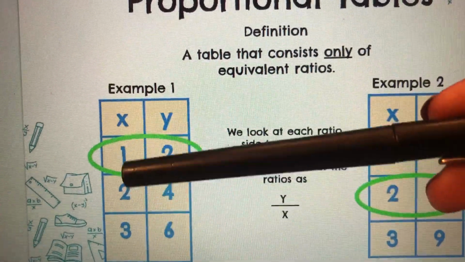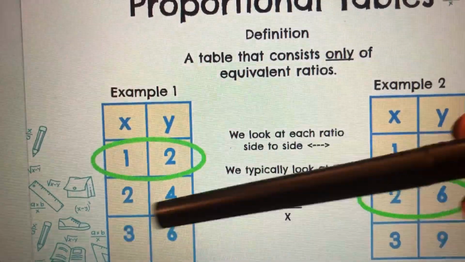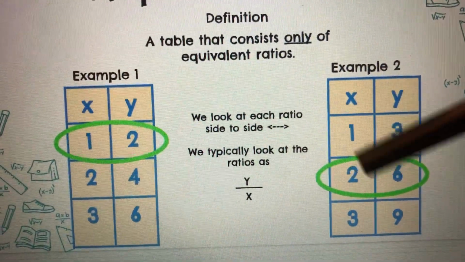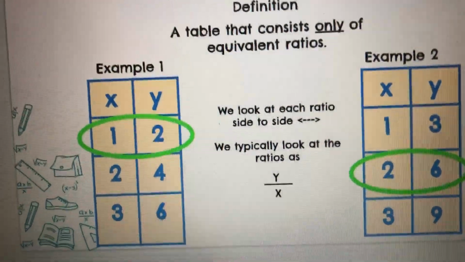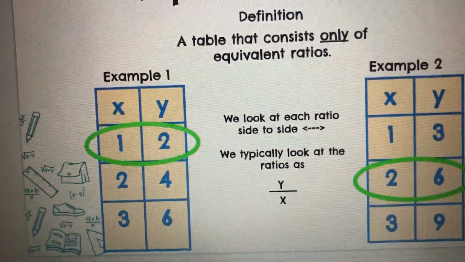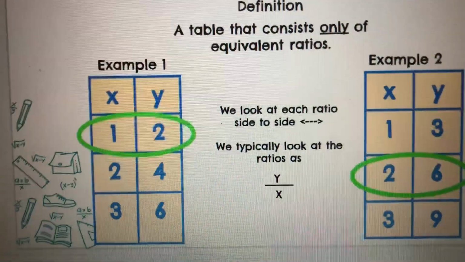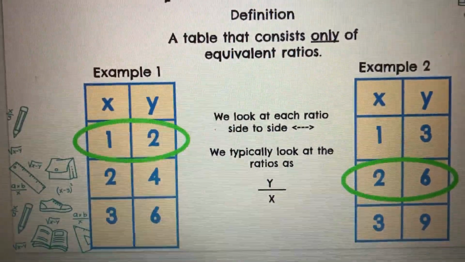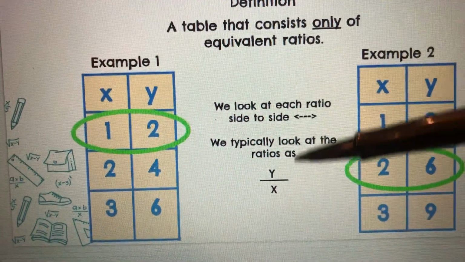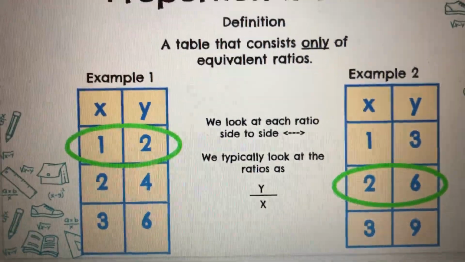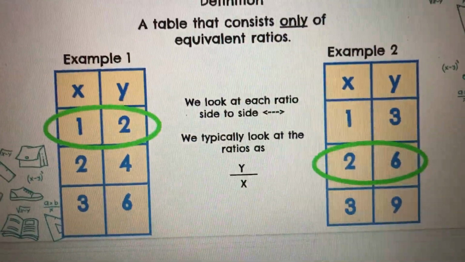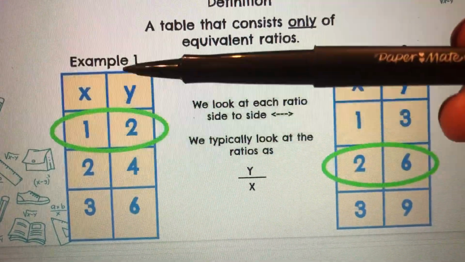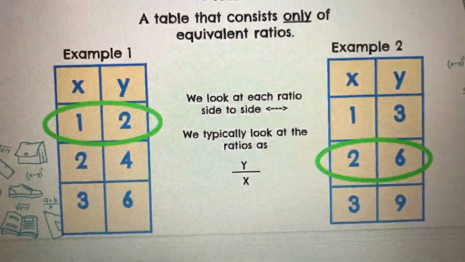So if you think about it, it's like 1 to 2, 2 to 4, 3 to 6, 1 to 3, 2 to 6, 3 to 9. Now, in the 7th grade, we write our ratios as fractions. And so what we typically do is we look at the ratios as y over x. So if I want to figure out if a table is proportional, what I have to do is see, are all of these ratios equivalent to the same number?